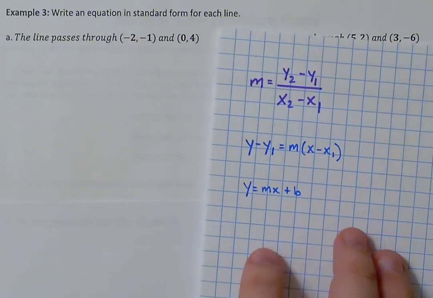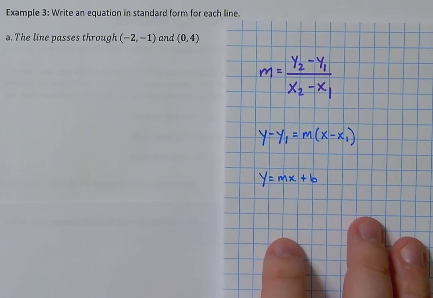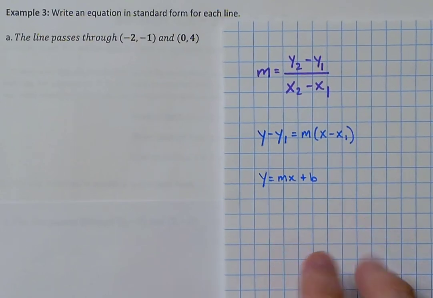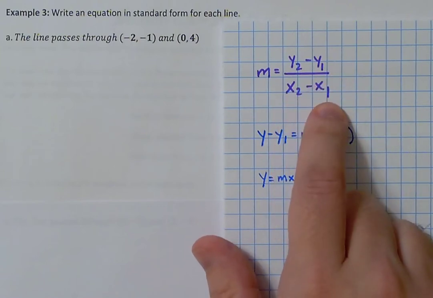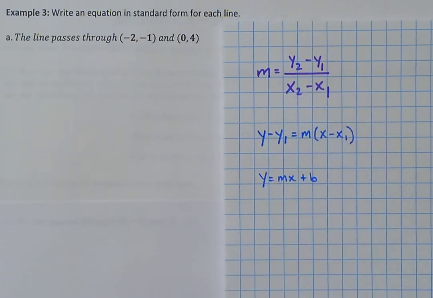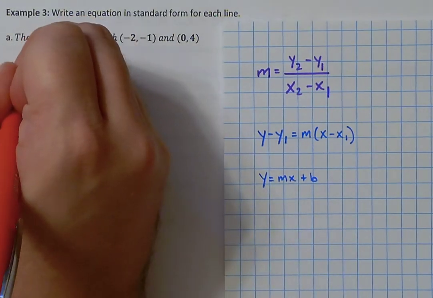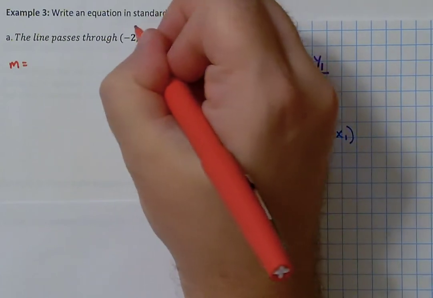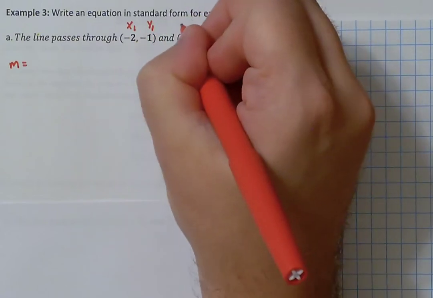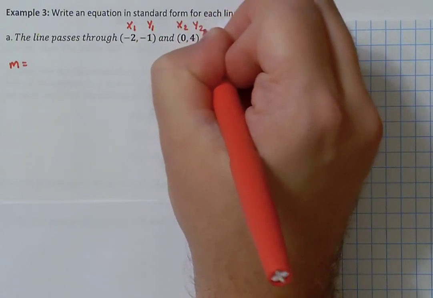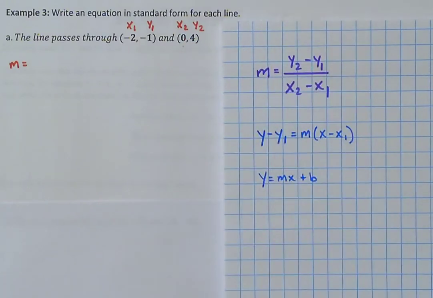So recall back to section 5.3, which I've recalled back to quite a bit here lately. We're going to use our slope formula, which is y2 minus y1 over x2 minus x1. So your first step when you were given 2 points in writing an equation in standard form is to go through and find your slope. So that's going to be our first step. So m equals my x1, y1 is going to be the -2, -1. And then my x2, y2 is going to be 0, 4.